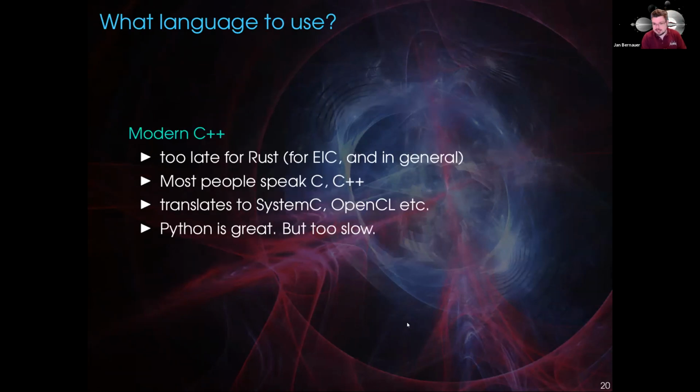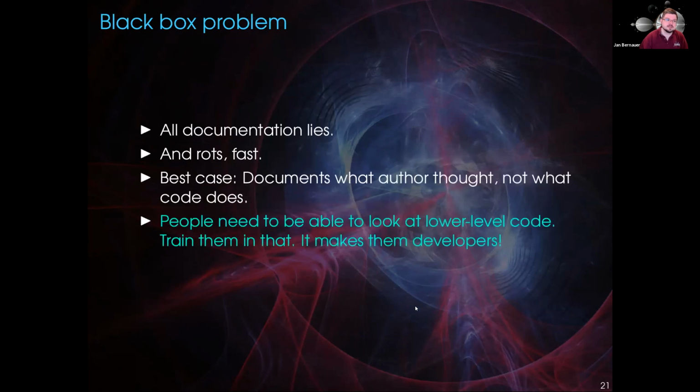So what language to use? And I think the answer there is modern C++. I think it's too late for Rust, for EIC, and I think actually in general, there's just too many people knowing C and C++. There's also, if you look at the hardware side, right, there's System C, OpenCL, all of these languages which are really, really C-like. So somebody who speaks C or C++ will have a much easier time with those than somebody who is writing Python, right? And I really think Python for most things is too slow, except for like the high level puppeteering of stuff, where it's great, right? But downside is you have this transition.